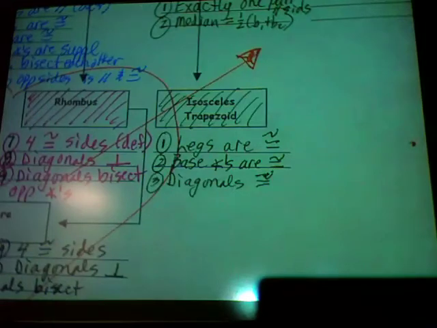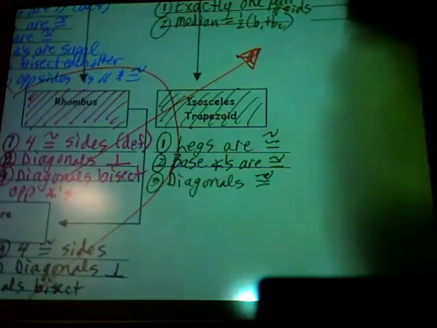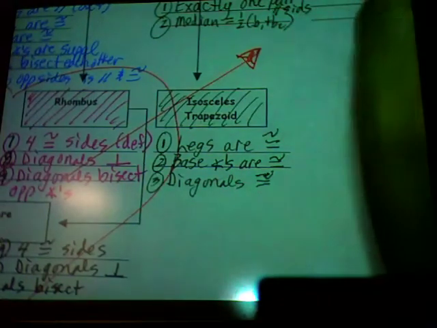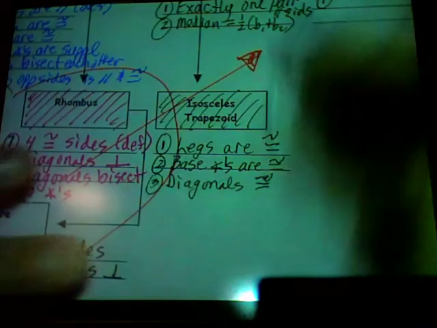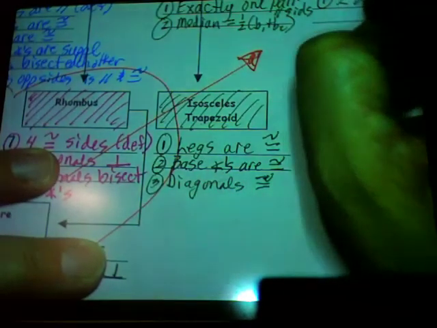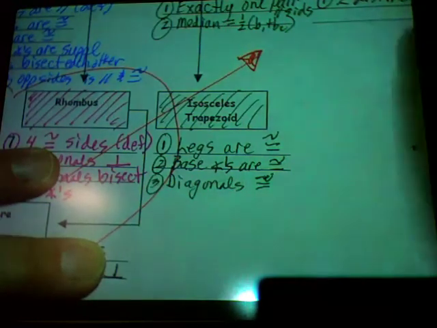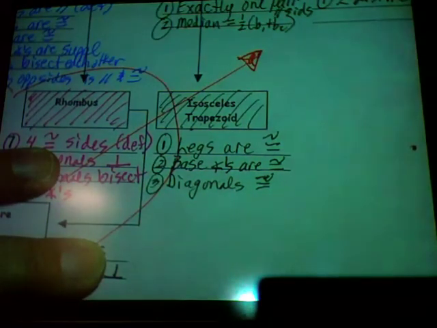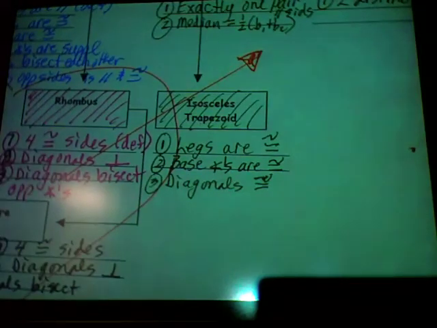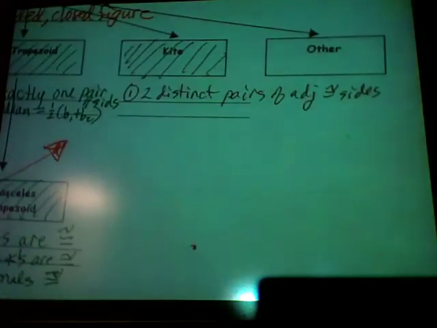All right, so then our kite. We'll actually learn 3 things about our kite, right? So it has 2 distinct pairs of adjacent congruent sides. Oh, thank you. How about that?